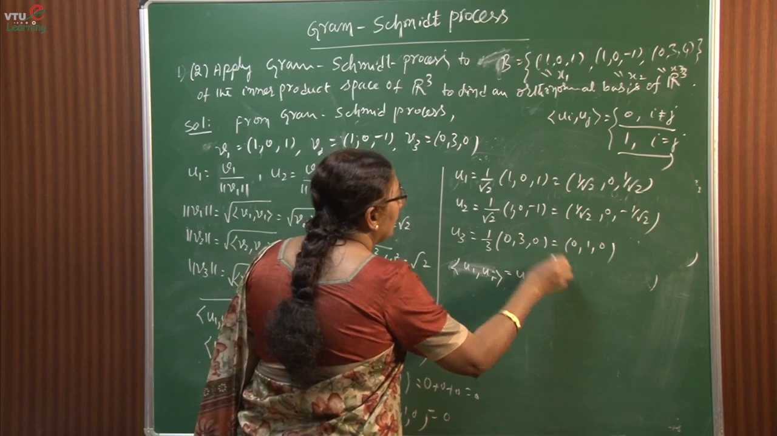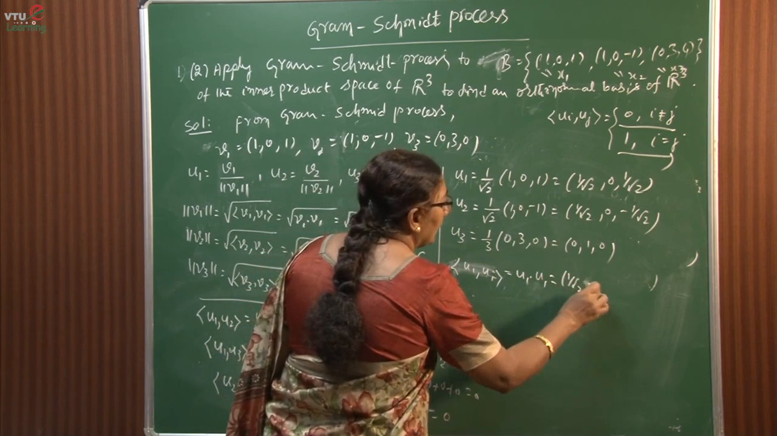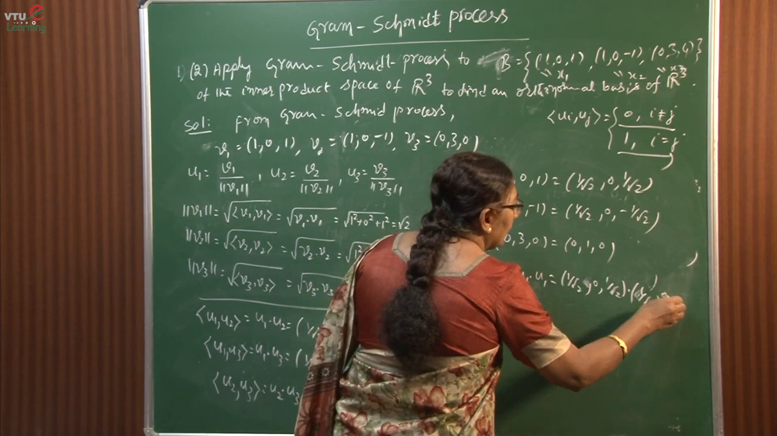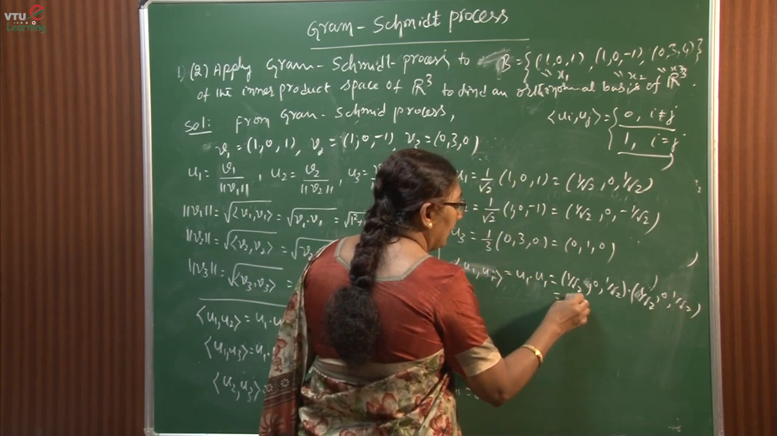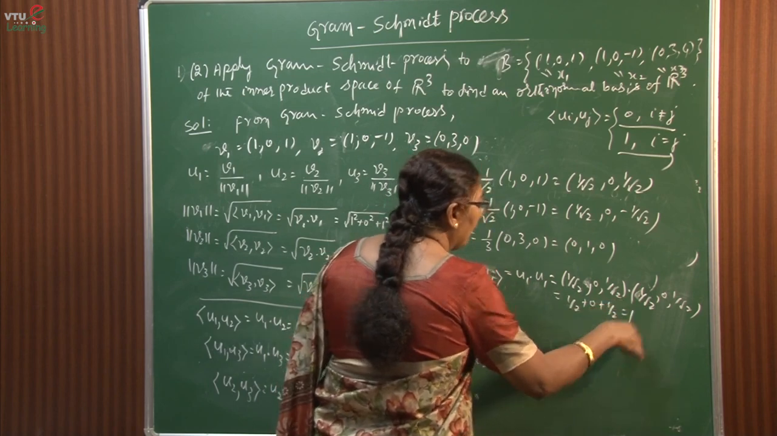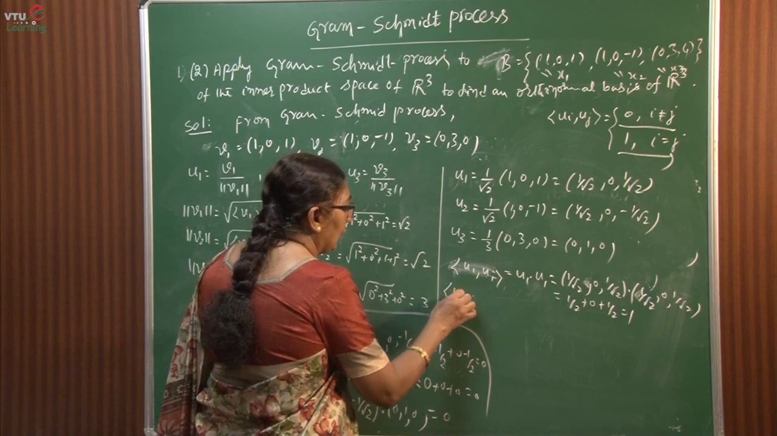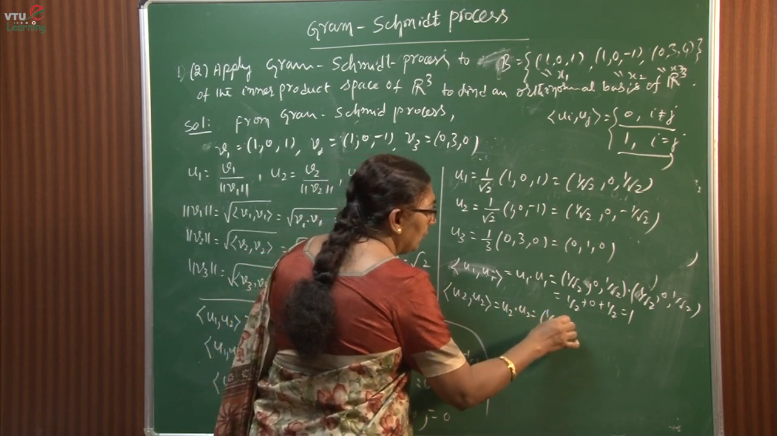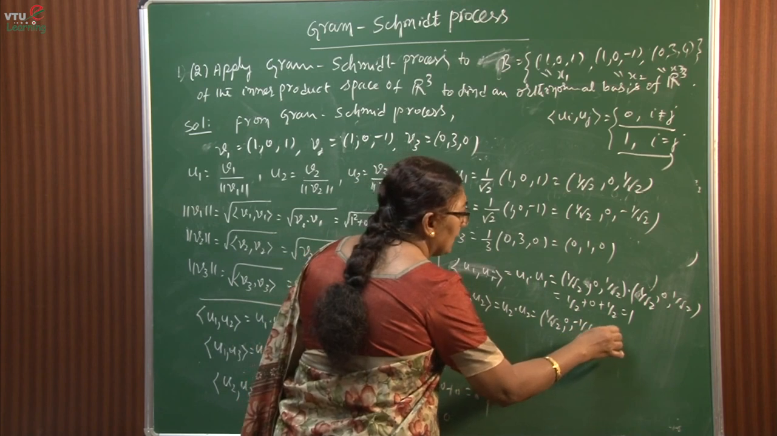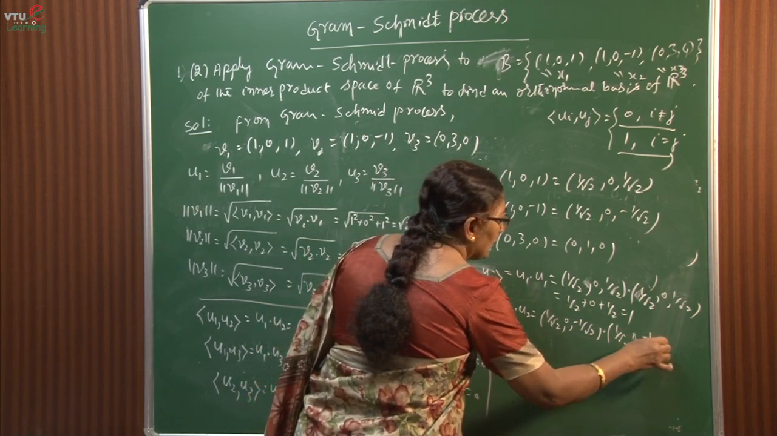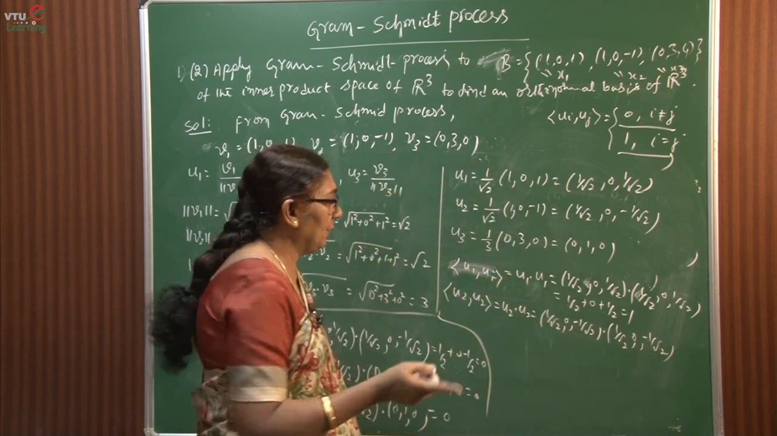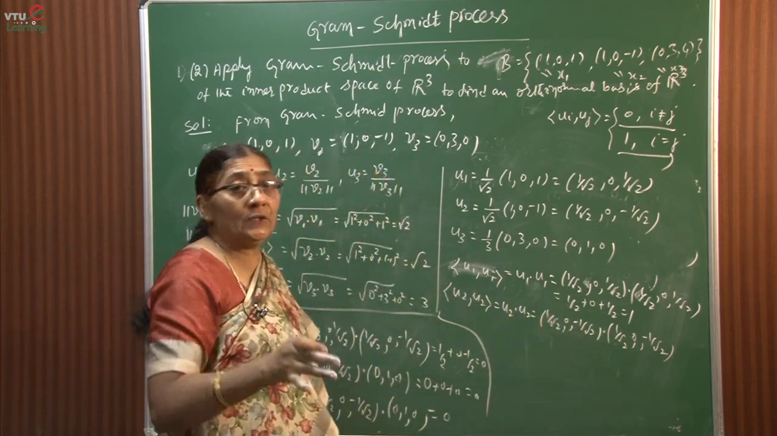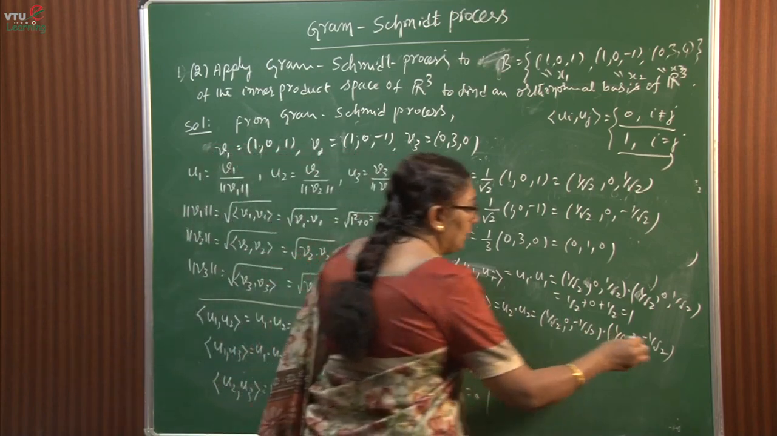It is u1 dot u1. What is u1? (1/√2, 0, 1/√2) dot (1/√2, 0, 1/√2). What do we get? 1/2 plus 0 plus 1/2. We get 1. What are we expecting? 1 only. Next, the inner product of u2 comma u2 is u2 dot u2, which is nothing but (1/√2, 0, −1/√2) dot (1/√2, 0, −1/√2). Observe carefully, I'm doing the multiplication orally because 1/√2 is very simple. 1/√2 into 1/√2 is 1/2. 0, and minus 1/√2 whole squared, minus into minus is plus 1/2. 1/2 plus 1/2, we get 1.